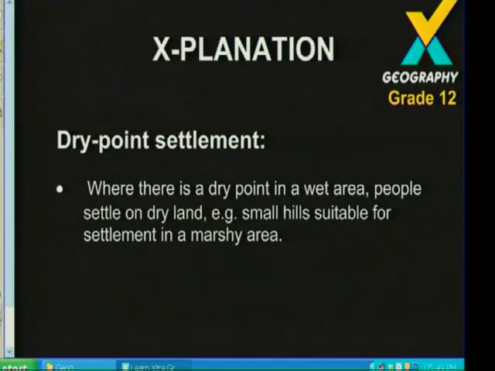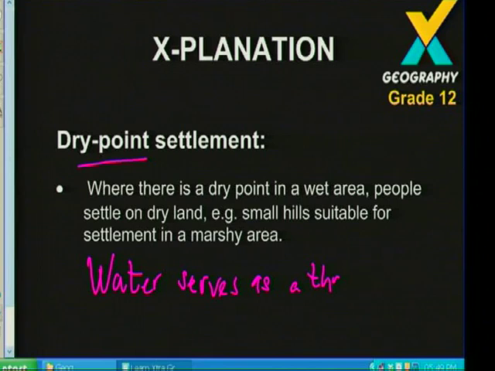A dry point settlement is where there is a dry point in a wet area. People settle on dry land, example small hills suitable for settlements in marshy areas. Here, it is worth noting that where water serves as a threat, generally, informal settlements that are located close to rivers are at threat. So we say these particular dwellings are moved further away from the river. When water serves as a threat, it becomes a dry point settlement.